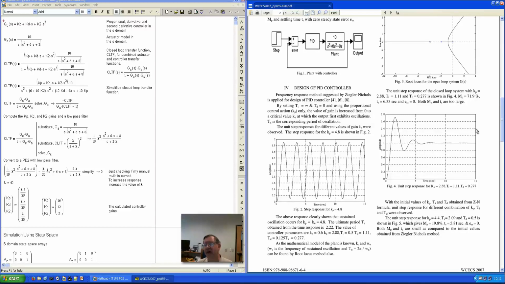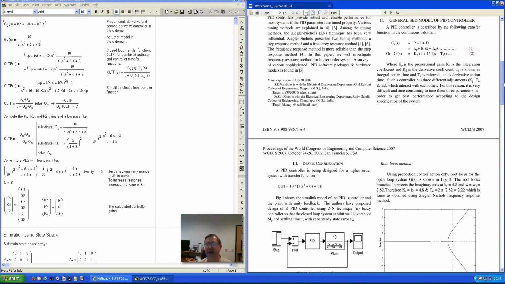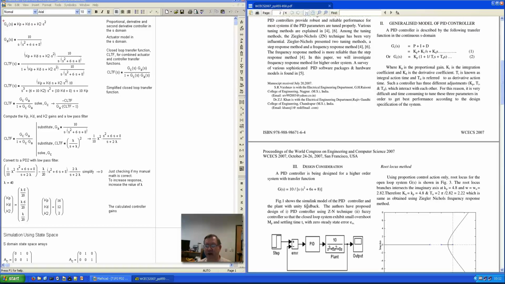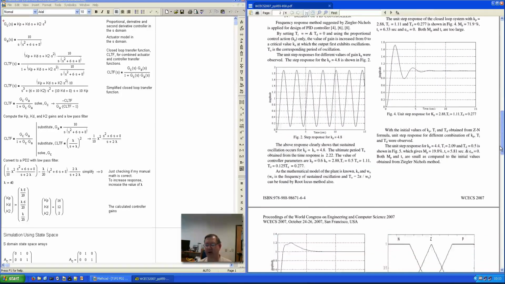And also, Ziegler-Nichols just wasn't meant to tune every type of system, especially integrating systems like this one is. You can see this is an integrating system because there's an extra S out here. So if this was representing velocity, this S would be integrating velocity into position. So this is an integrating system.